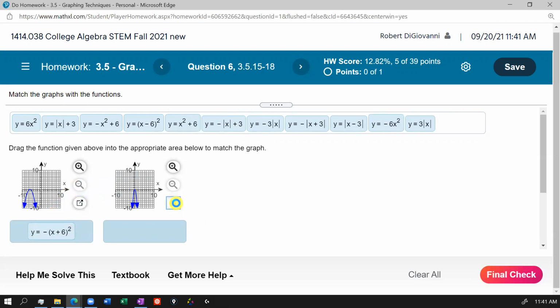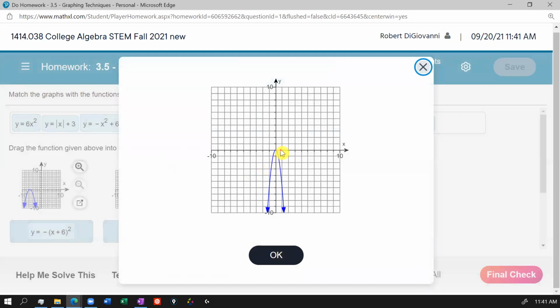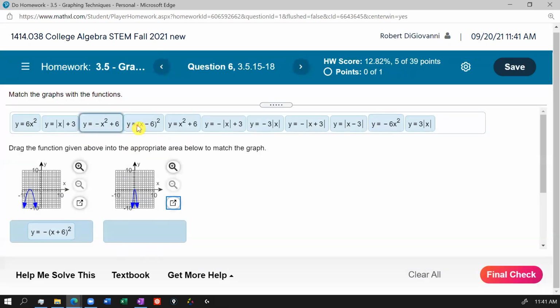Okay, and then this one is regular parabola, but it's stretched. 1, 2, 3, 4, 5, so 6, but we flipped it over, so negative 6x squared.